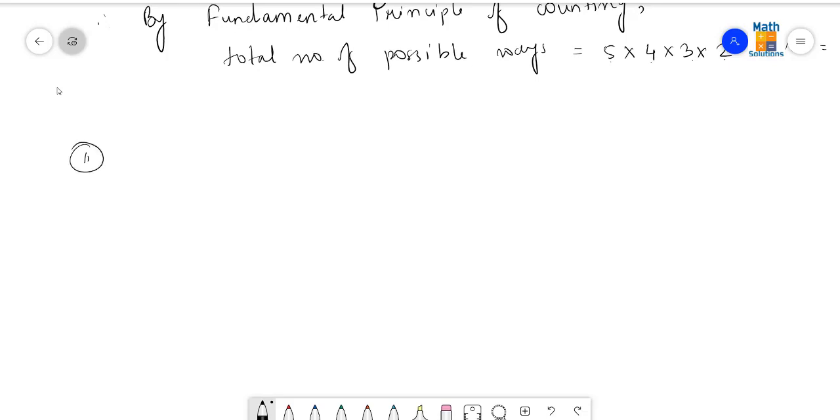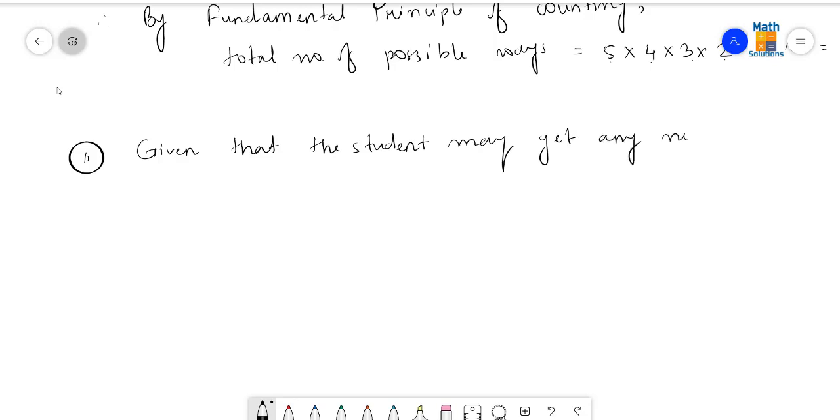For the second one, given that the student may get any number of prizes, that is, repetition is allowed. So how can we fill up the boxes? This is the way.